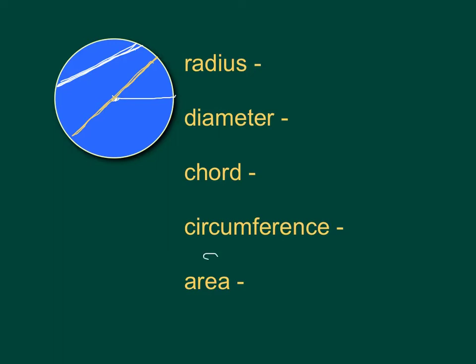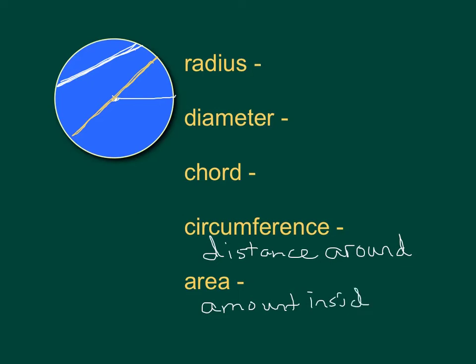The circumference is the distance around the circle. And the area is the amount that's inside the circle. Okay, so the circumference is the distance around, so that's in regular units. And then area is always squared, so area would be in units squared.